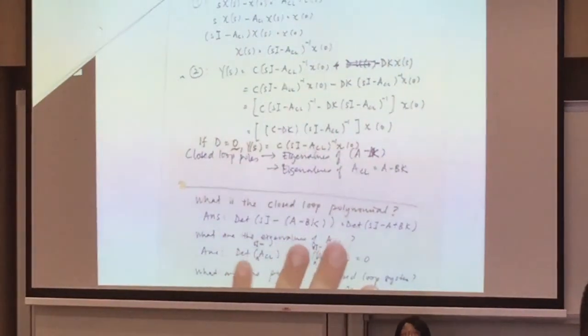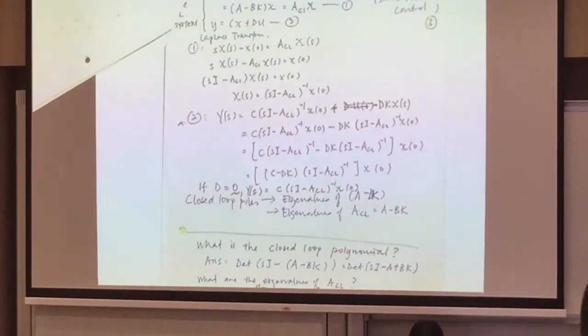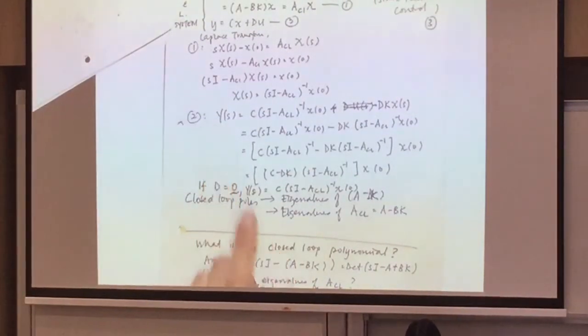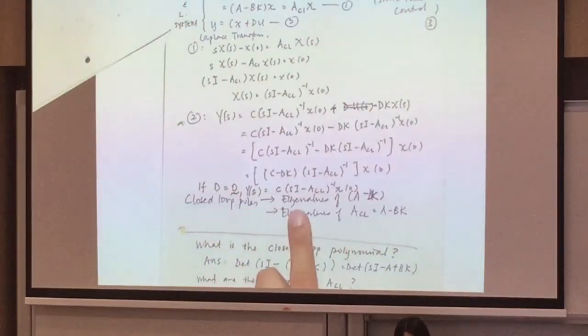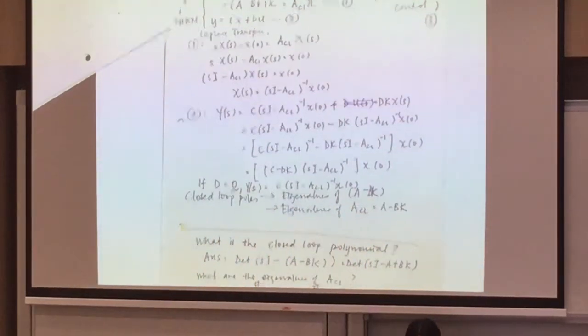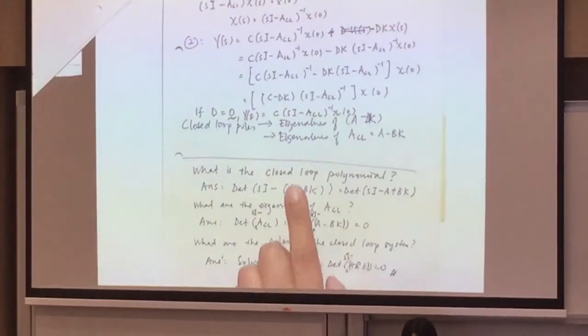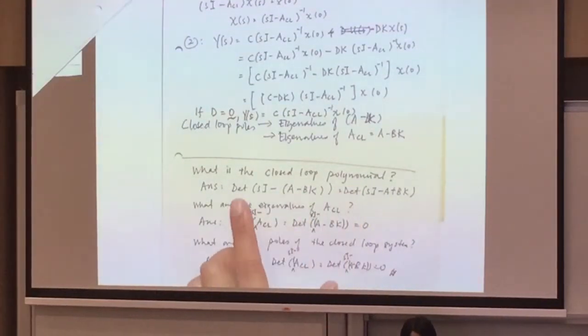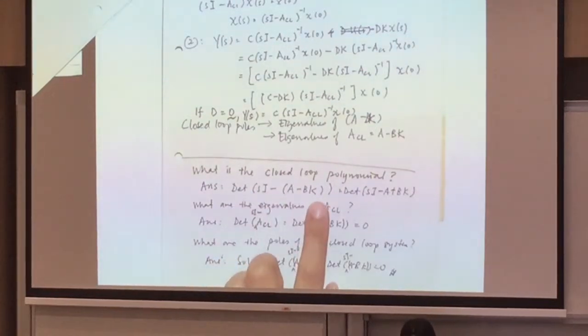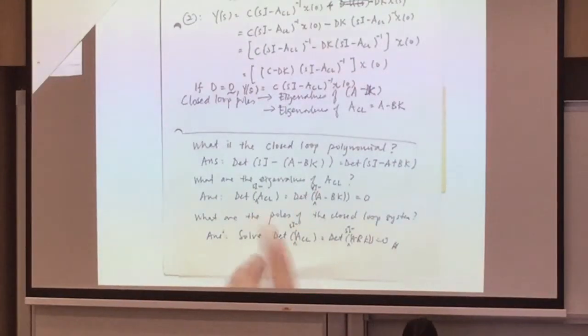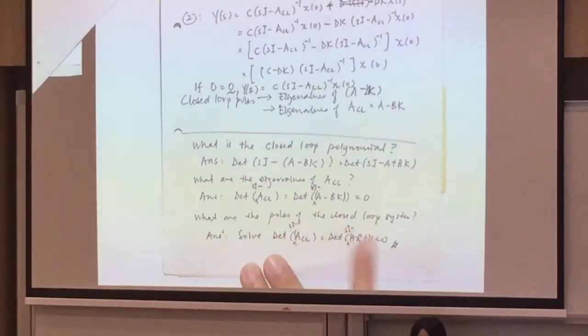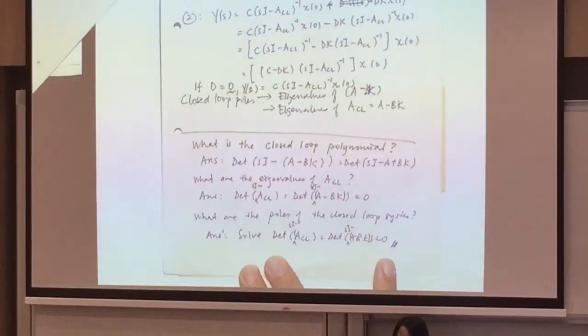Similarly, under state feedback control, if you work out the transfer function, Y(s) will be C (sI minus A_cl) inverse B, where A_cl is A minus BK. The closed loop poles will be the eigenvalues of A minus BK. And if you are asked about the closed loop polynomial, it will be the determinant of sI minus (A minus BK), which gives the eigenvalues of A minus BK. They are also the poles of the closed loop system.